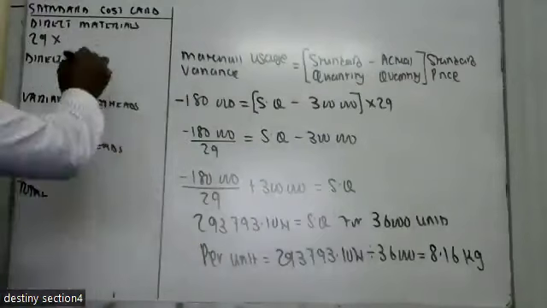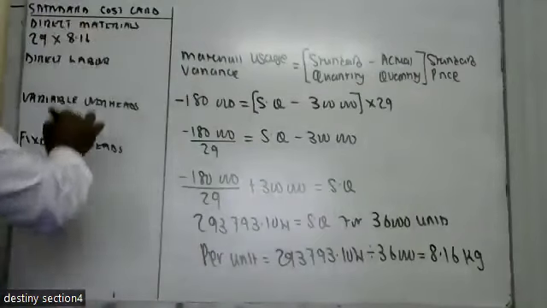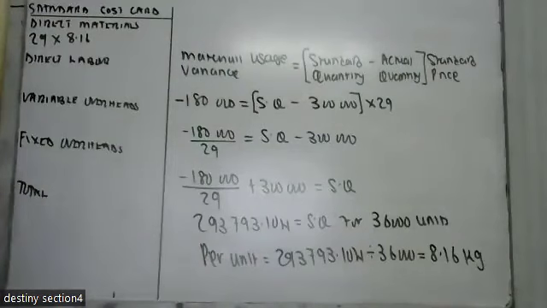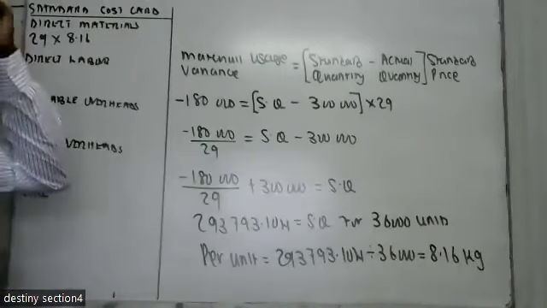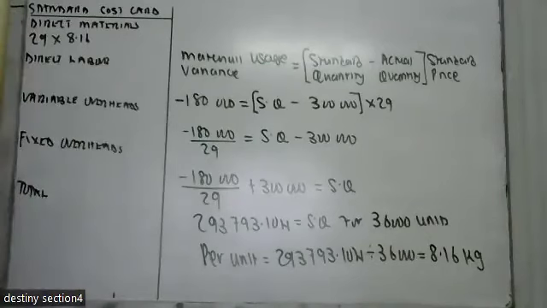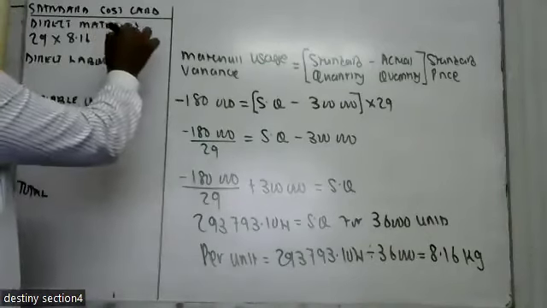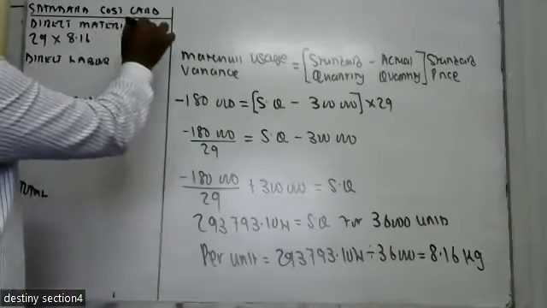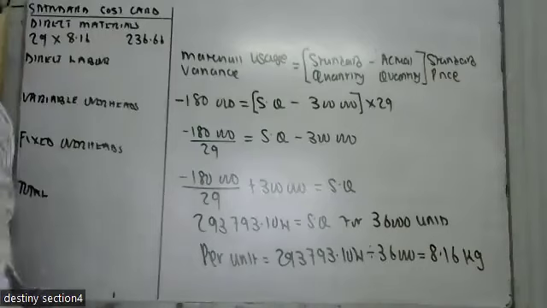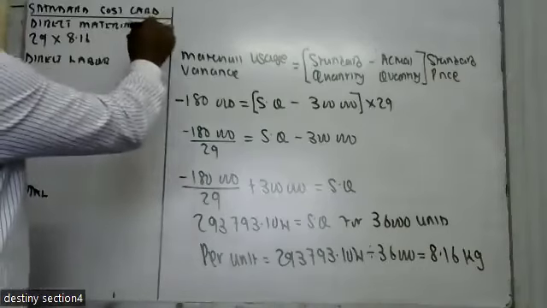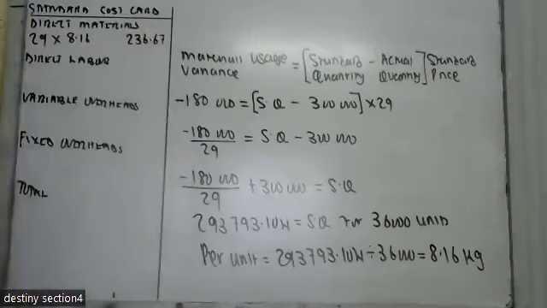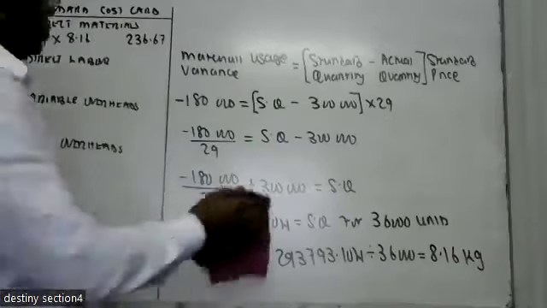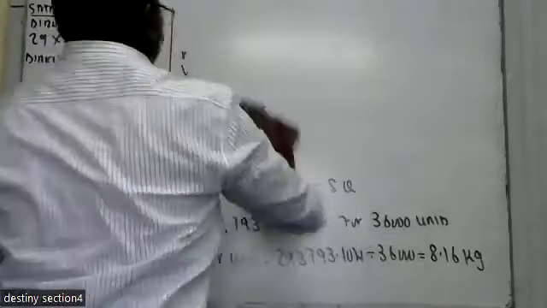So now go back up and multiply by 8.16. 29 times 8.16. You need the answer: 666.67. So that is material.